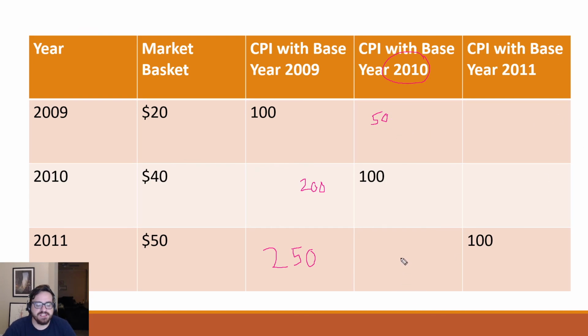And then for this one, it is 50 over 40. That's 5 over 4, 5 fourths, 1 1/4, 1.25. Prices went up by 25%. That also checks out because 25% of 40 is 10. Prices went up by $10.